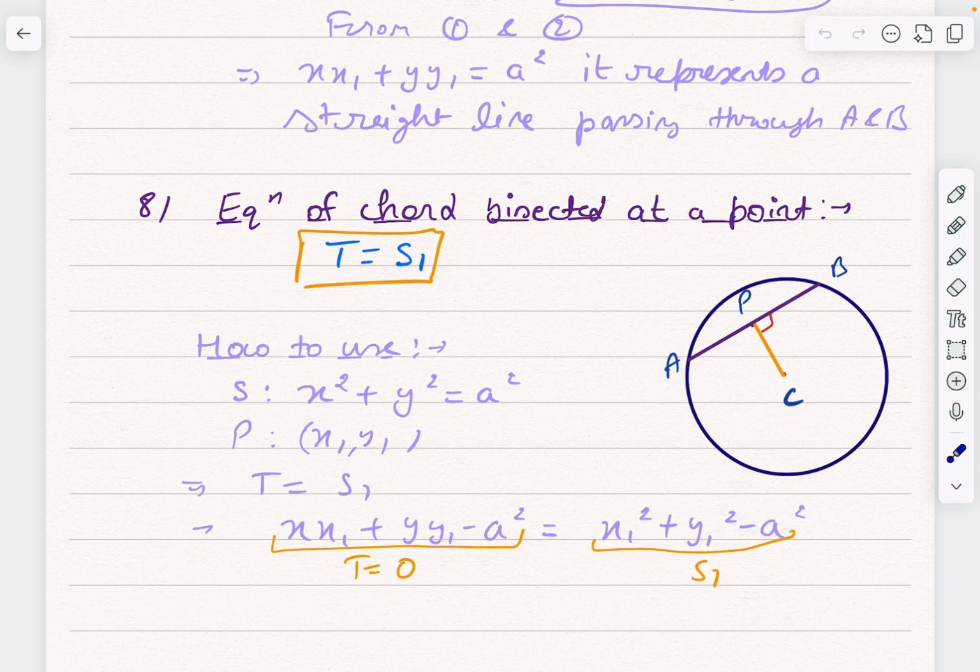You can easily prove this thing basically: when you have the midpoint of the chord, if you join that with the center of the circle, you will see CP will be perpendicular to AB. We get the slope of AB, we also have the passing point of AB, so you get the equation of AB. But you can directly use this formula T equal to S1, same thing we get.